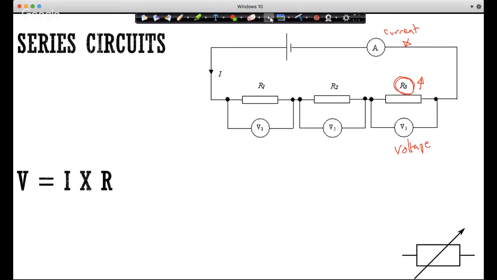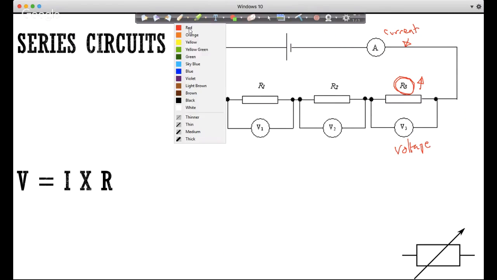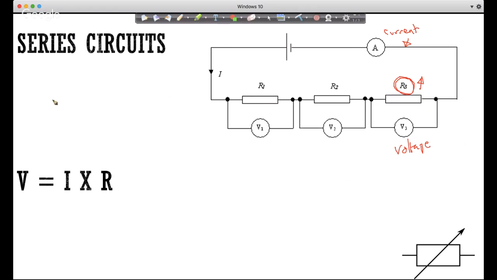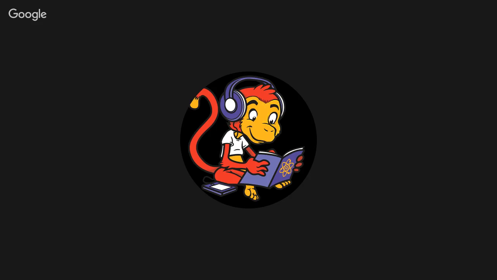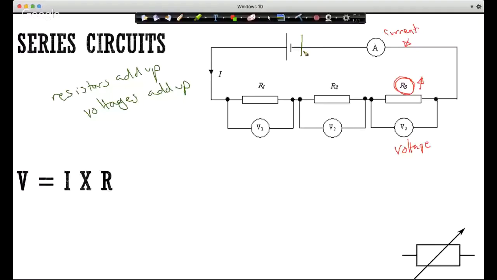Okay, so a few facts that we need to know about series circuits. The first one is resistors in series. Resistors add up. So if you've got 3 resistors in series and they've all got the same resistance, their resistors add together. If you've got 3 cells along here, and each one is worth 2 volts, you just add them all up and that would be 6 volts. Okay, so voltages add up, resistors add up.